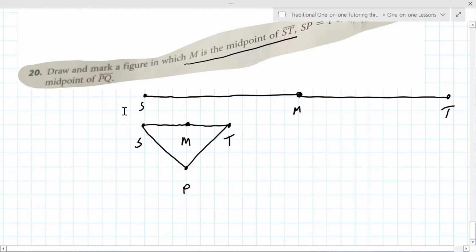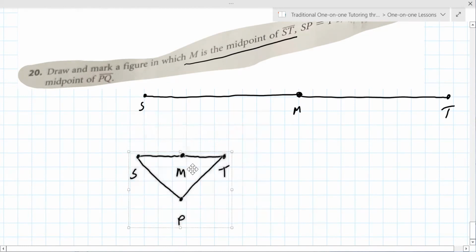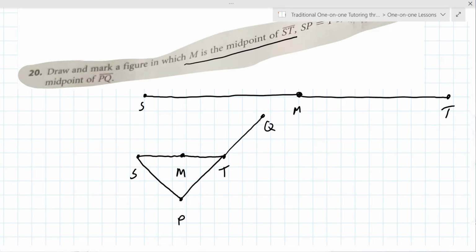Kinda. Okay. And see, there's actually multiple answers here. And then it says T is the midpoint of PQ. Well, I'll just put Q up here. Is T the midpoint of PQ? No. Well, it could be, right? I mean, these are the same length. Right. And truthfully, this is only one possible answer to this problem. There's actually many other possibilities. This is one of the challenges with geometry. There's a lot of ways to answer these questions.